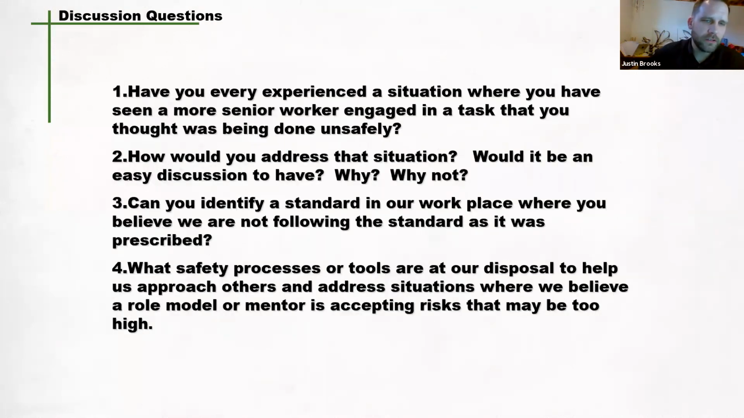So the discussion questions for this last factor are: Have you ever experienced a situation where you've seen a more senior worker engaged in a task that you thought was being done unsafely? How would you address that situation? Would it be an easy discussion to have? Why? Why not? Can you identify a standard in our workplace where you believe we are not following the standard as it was prescribed? And what safety processes or tools are at our disposal to help us approach others and address situations where we believe a role model or mentor is accepting risk that may be too high?